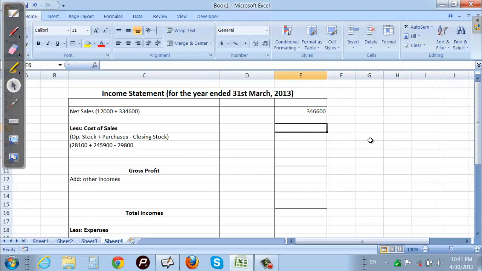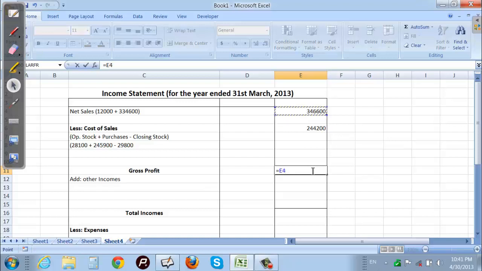28,100 plus 2,45,900 and minus 29,800, that is closing stock. So we will get a cost of sale of $2,44,200. This is the amount of cost of sale. So now we will subtract this, and we will get the amount of gross profit.